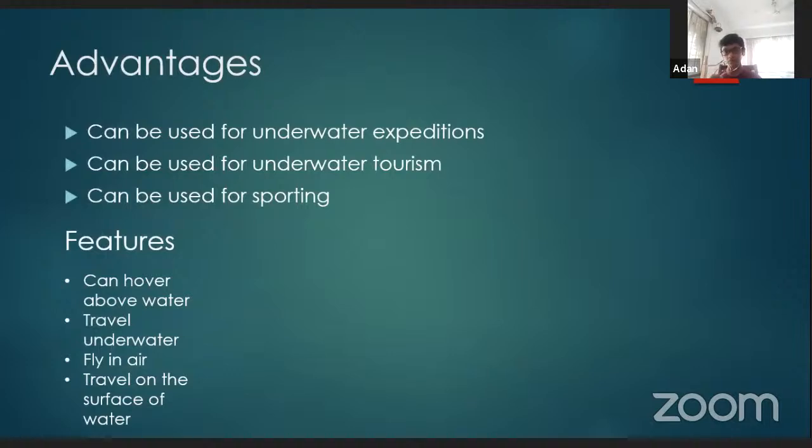Then my aero sub's advantages: it can be used for underwater expeditions, for tourism and for sporting. The sporting model requires another hydrodynamics and aerodynamics. Then are the features: it can hover above the water, travel underwater, fly in air, and travel on the surface of water.